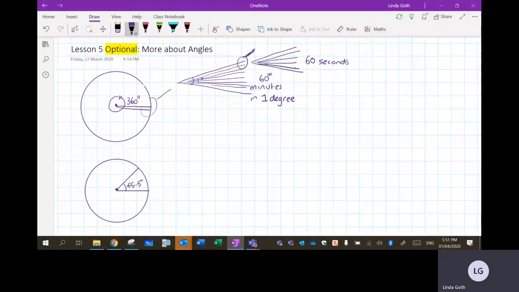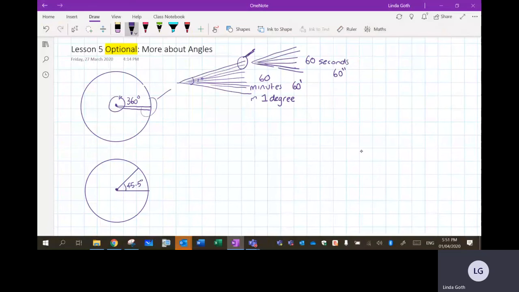Now I've put the wrong thing over here. There's no label there, it's just 60 minutes. There is a label for it, but it's not that degree symbol. So this is our 1 degree in here, broken down into 60 minutes, and we can break our minutes down into 60 seconds. Now on your calculator, you'll see minutes with a little apostrophe after them, and seconds have 2 apostrophes after them. So they're the symbols you're looking for on your calculator.